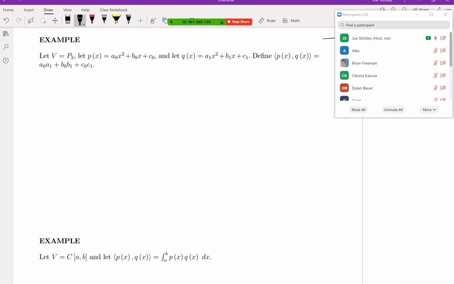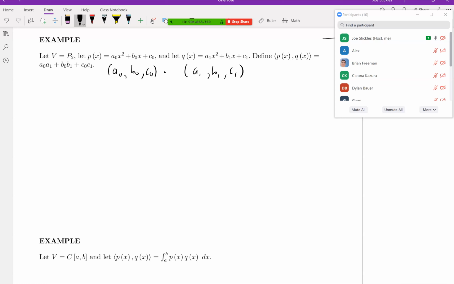That's not any different than if I would have said start with a vector in R3 that looked like A0, B0, C0, and take the dot product with A1, B1, C1. That looks like the exact same concept, doesn't it? As doing the dot product in R3.